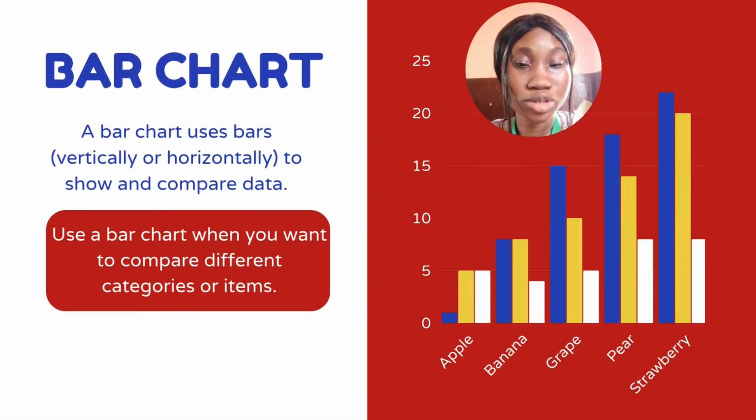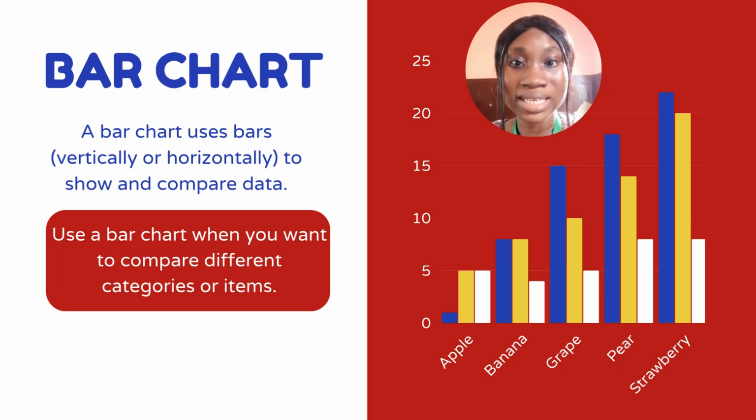So far we've looked at the use of tables and pie charts to represent data. Now we're looking at the use of bar charts. Bar charts use bars that can be vertical or horizontal. Vertical simply means running from up to down, and horizontal means running from left to right.